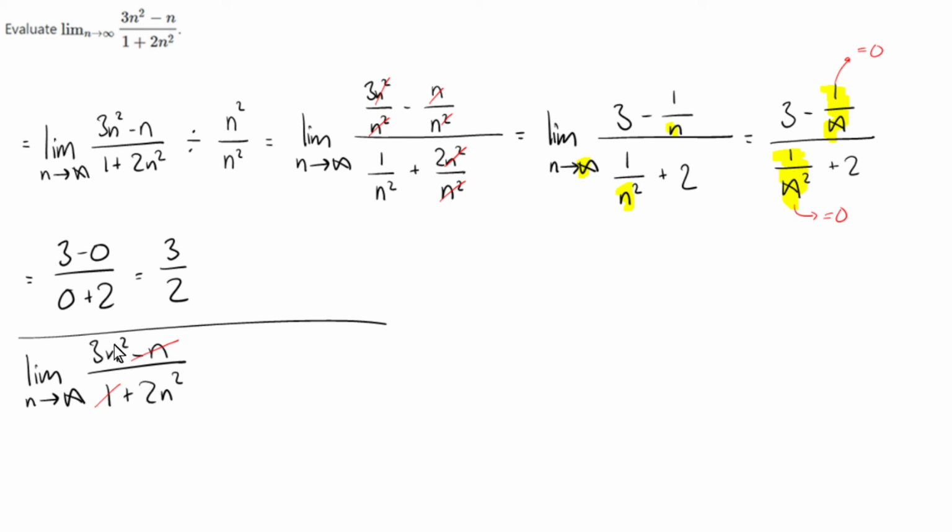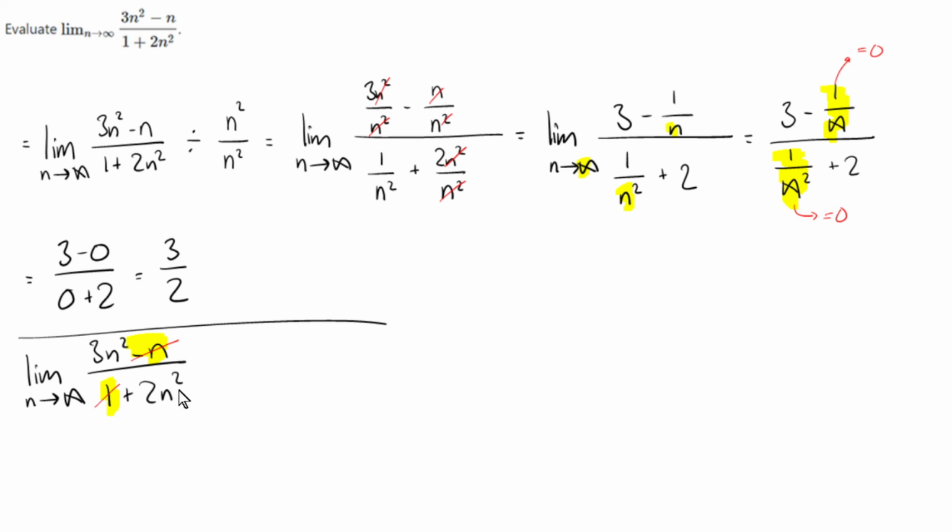the highest degree. The highest degree here is 2n squared, right? Why can we do this? Well, as n approaches infinity, this term here, for example, minus n, is going to be much, much smaller than the 3n squared. As a matter of fact, it'll be negligible, so that's why we can eliminate it. Same thing over here. 1 plus this second term, well, as n squared tends to infinity, the 1 plus this term is simply going to be insignificant. That's why we can eliminate them.